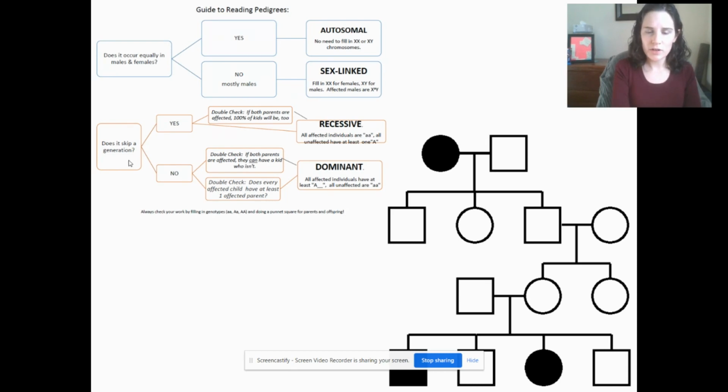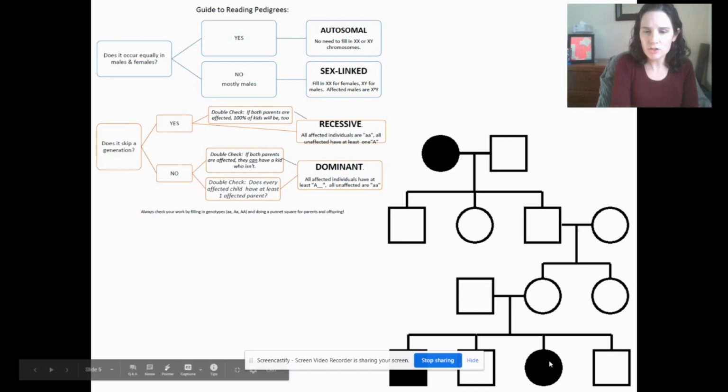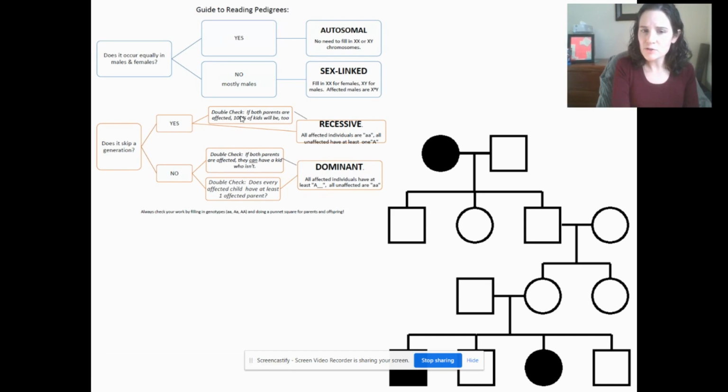The next question that we're going to ask is, does it skip any generations? And my answer here is yes. There are 2 entire generations here where the trait doesn't show up at all. And then it shows up again. It's been mysteriously hiding behind all of this stuff. If I need to double check, I can, but in general, the answer is yes. So that means that the trait is recessive.